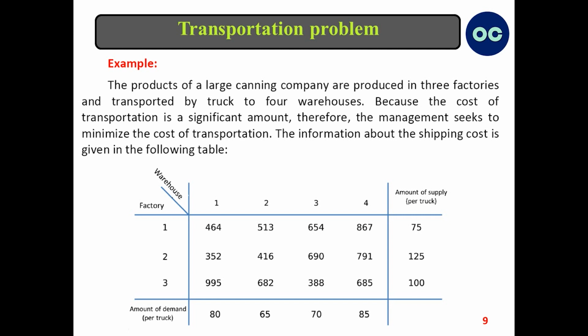Let's see an example. A big company produces its product in 3 factories here, factory 1, 2, and 3, and needs to transport them to the 4 warehouses here using trucks. Since the transportation costs are a significant expense, the company manager aims to minimize these costs. The table below provides the information about the shipping cost. So you can see that the shipping cost per unit of transport from factory 1 to warehouse 1 is 464. And we have the demand and supply.